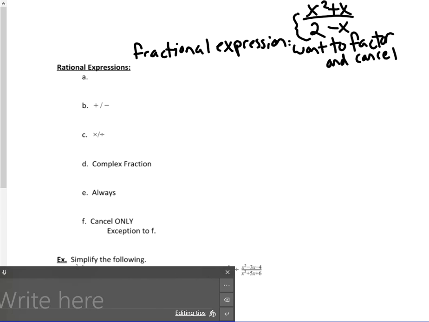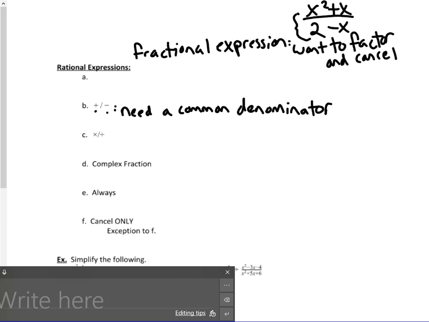All right, so fractions, when we add and subtract fractions, we need a common denominator. And we can multiply an expression by 1 in order to get that.